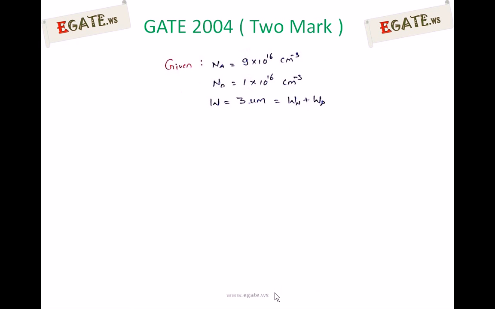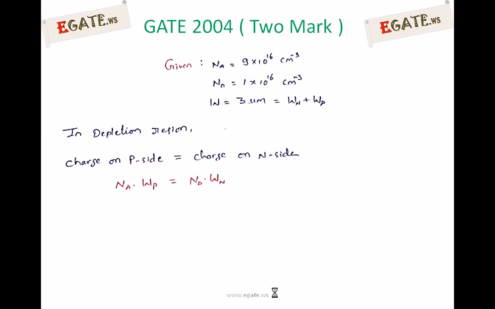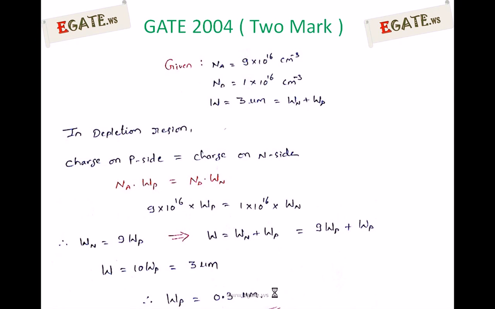For the given question, the data given is: acceptor concentration Na is 9 into 10 power 16 per centimeter cube, donor concentration Nd is 1 into 10 power 16 per centimeter cube, whereas the total depletion layer width is 3 micrometers, which you can write as Wn plus Wp. In the depletion region, we have just seen Na into Wp is equal to Nd into Wn. Substituting the values, 9 into 10 power 16 into Wp is equal to 1 into 10 power 16 into Wn. From that we can say Wn is equal to 9 times Wp.